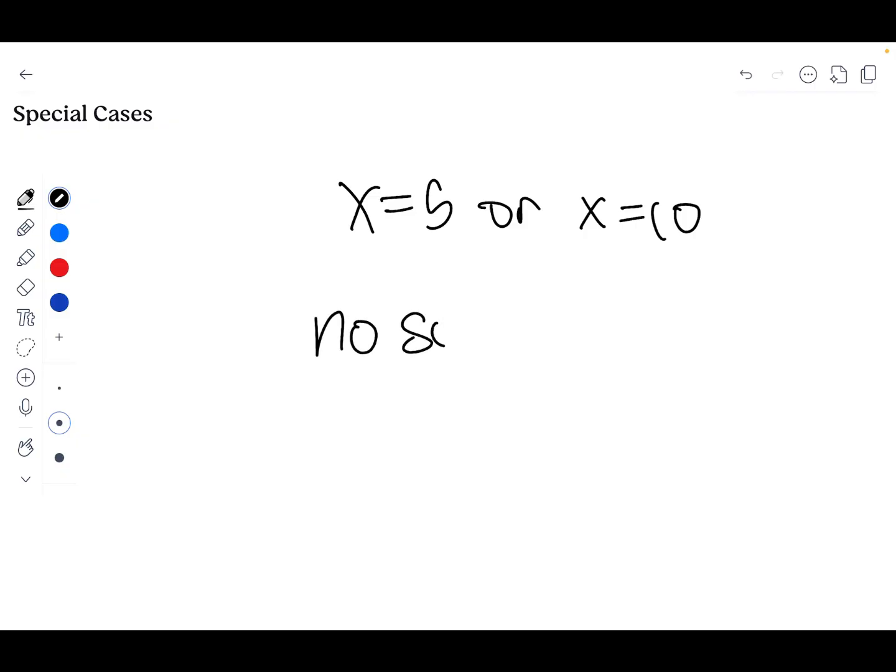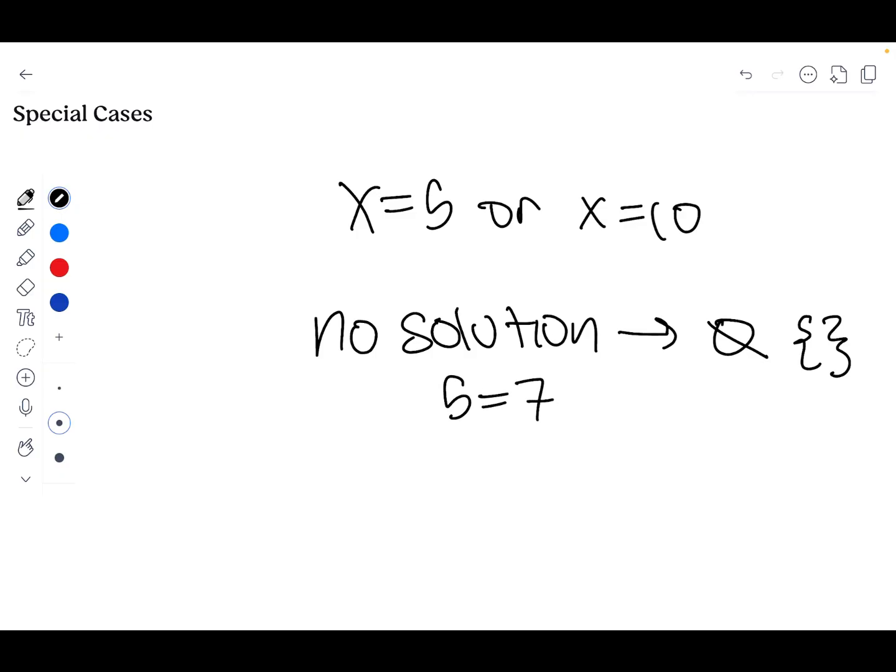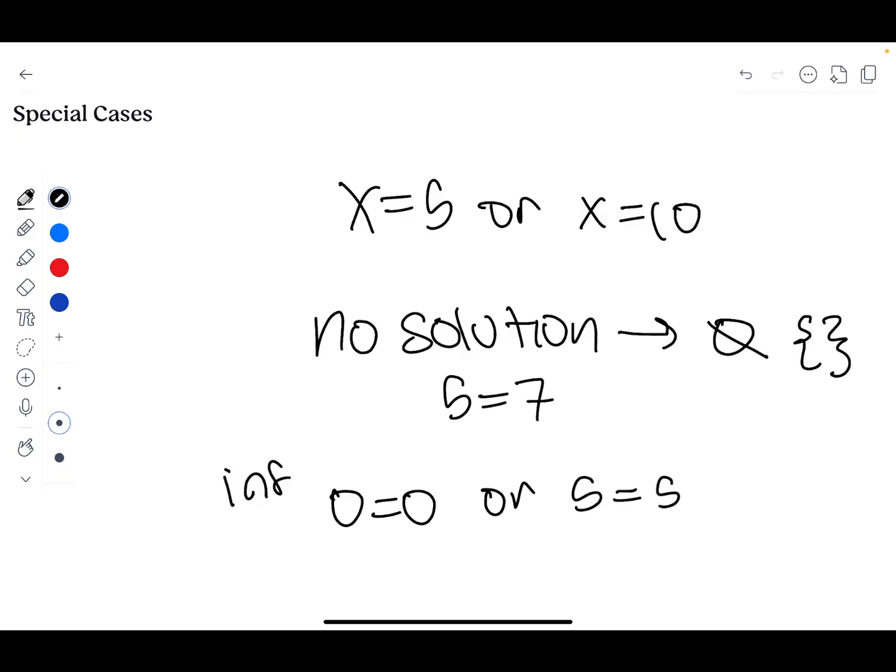No solution, which is denoted by this symbol, which also means the empty set, meaning there's no value that makes the equation true. So you would end up with something like 5 equals 7. Or infinite solutions, when every value makes the equation true, like 0 equals 0 or 5 equals 5. This might seem a little strange at first, but understanding them is crucial for recognizing when equations don't behave the way we expect.